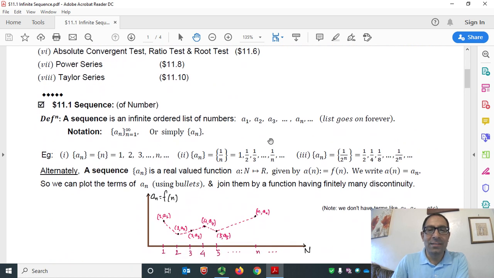Now let me start section 11.1, Infinite Sequence of Numbers. First definition: a sequence is an infinite ordered list of numbers such as a1, a2, a3, ..., an, ... This list goes on forever, and we denote the sequence by {an}, n goes from 1 to infinity, or simply {an}.